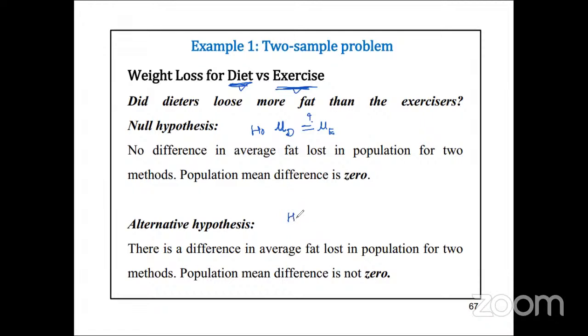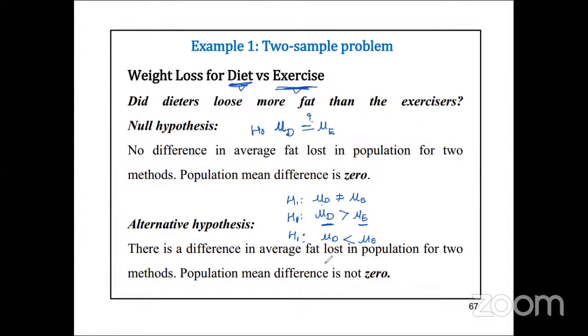My alternative hypothesis may be that dieters lose more weight than exercisers. This is the dieters' mean weight loss, this is the exercisers' mean weight loss. You can have this type of alternative hypothesis. Dieters lose less weight than exercisers, and you can have one more different type: dieters' weight loss is not the same as exercisers' weight loss.